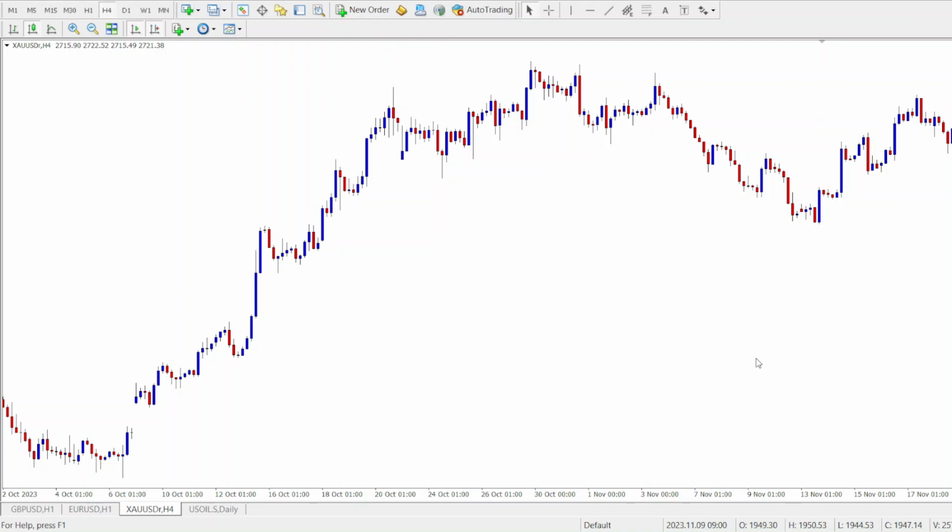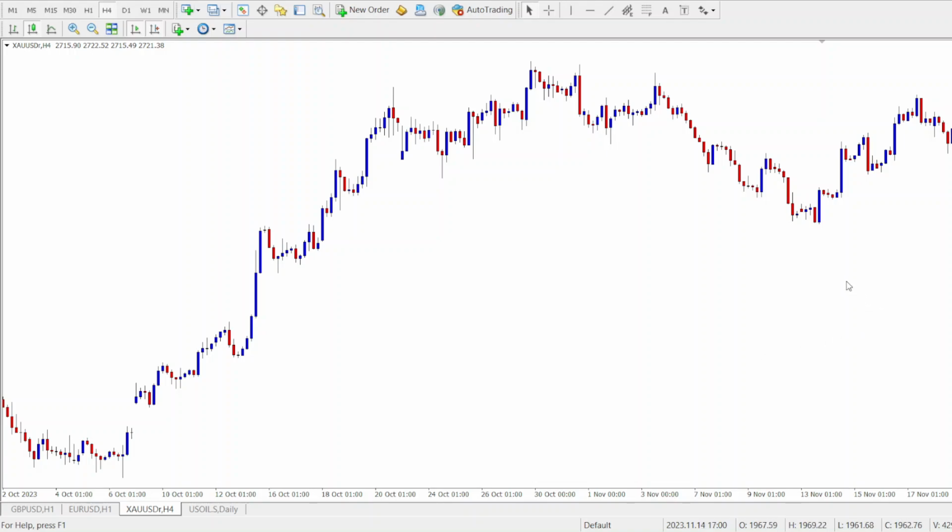In this video, we are going to be looking at a scalping strategy for beginners. If you are new to trading and you are still trying to find your way around the market, then you are in the right place. We're just going to be looking at an effective strategy that you can use for scalping the market.